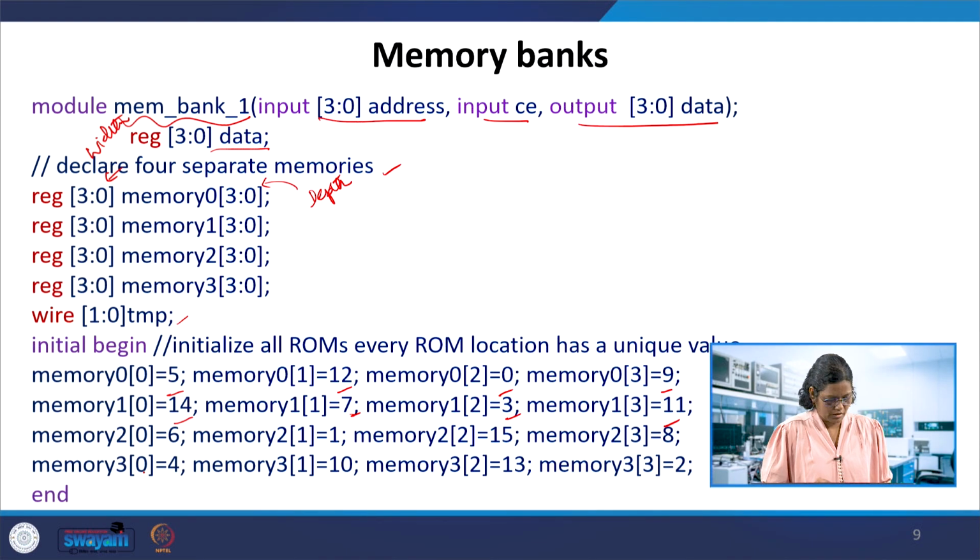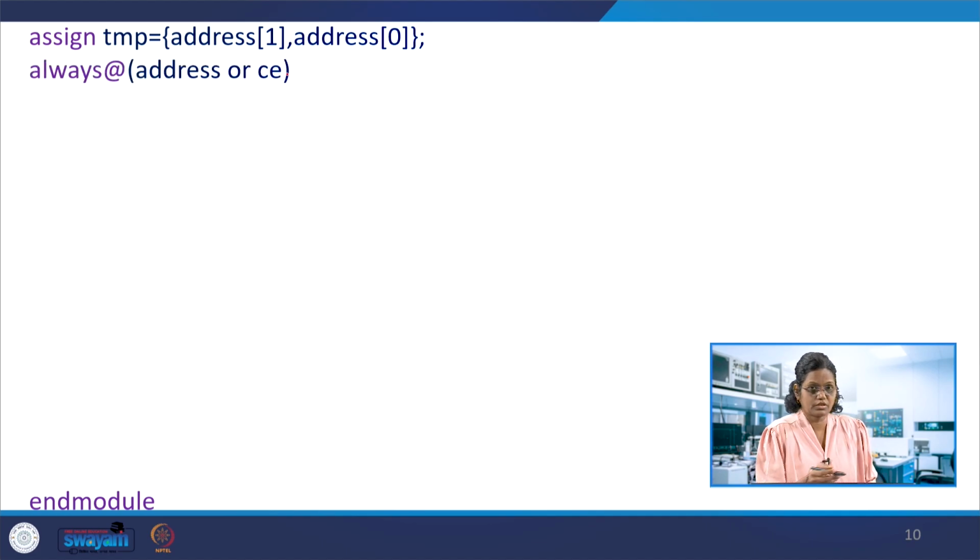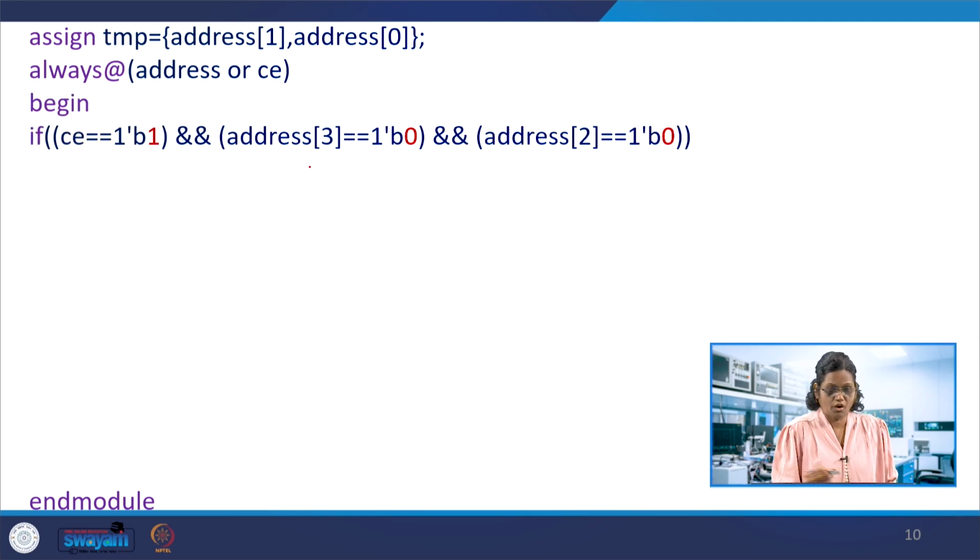Once initialized, we'll see the change in this code. Assign temp, which would also be the same, using address 0 and address 1, and that is why we are using this temp in the next block. Instead of using the assign statement, you can go for always also. When you use the always statement, it is sensitive to address or chip enable, and the conditions need to be put in the if else statement.